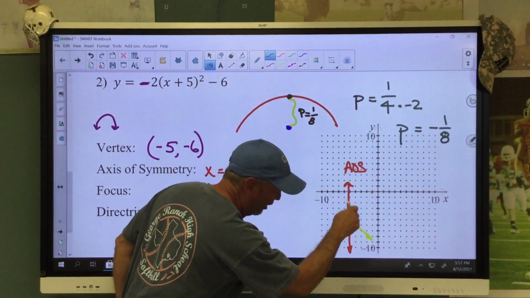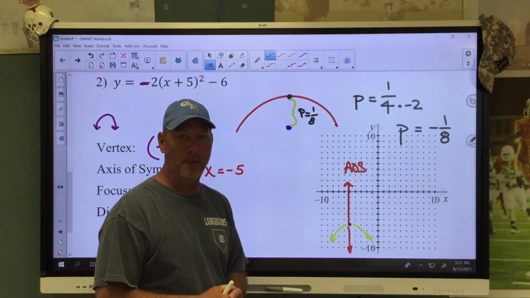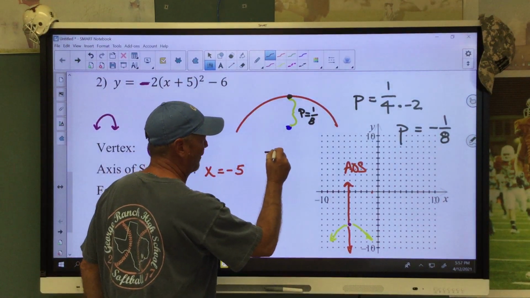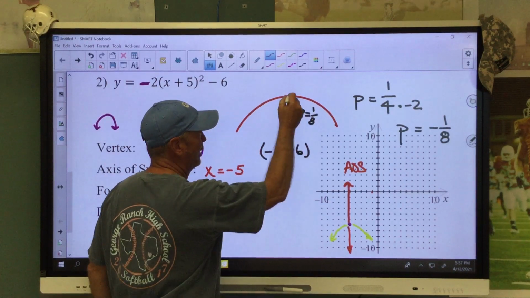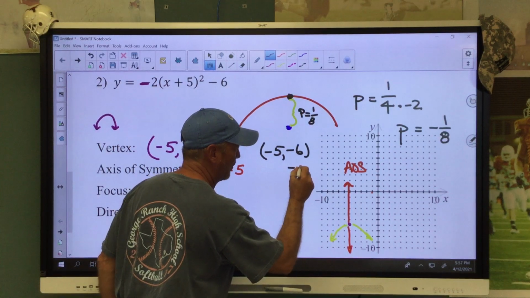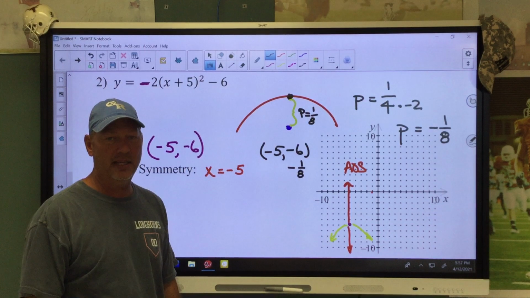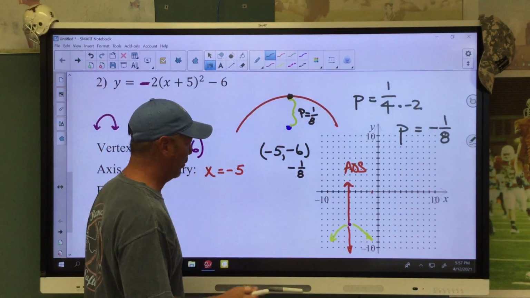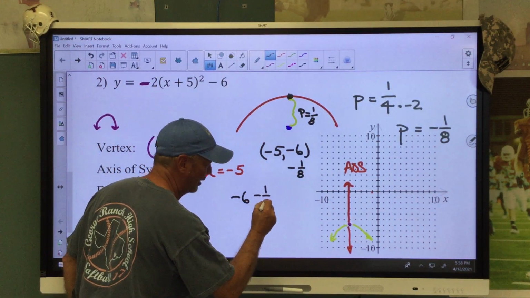And since we're going to go down 8, we're going to subtract 8. But what are we going to subtract 8 from? Look at your vertex. My vertex is at -5, -6. That's my vertex. I'm going down, so I'm going to subtract 1/8 from -6. Okay? We're going to do this on our paper. We're going to say -6 minus 1/8.